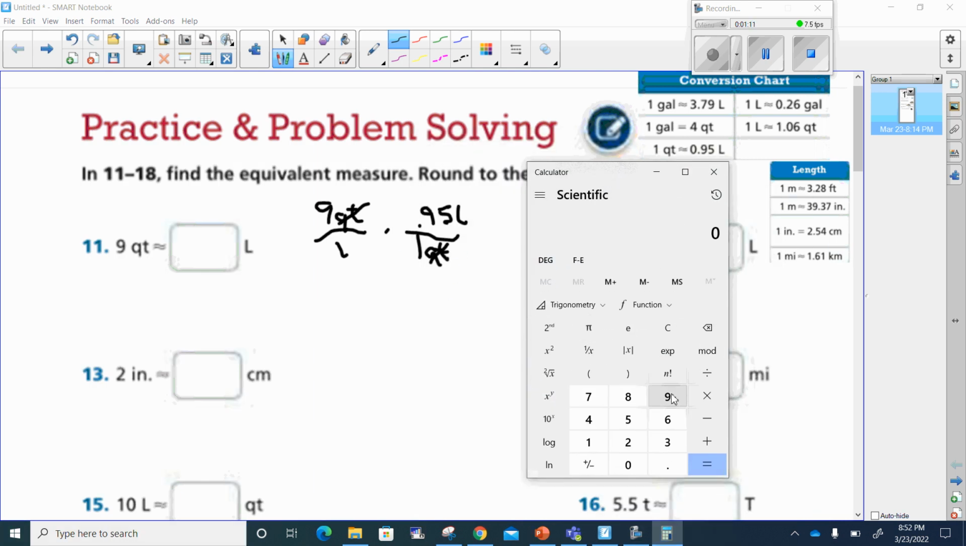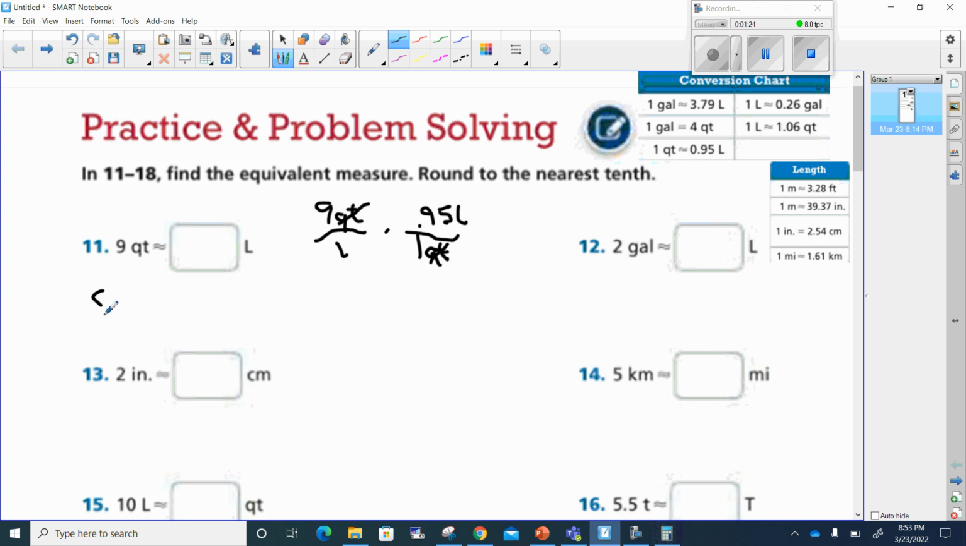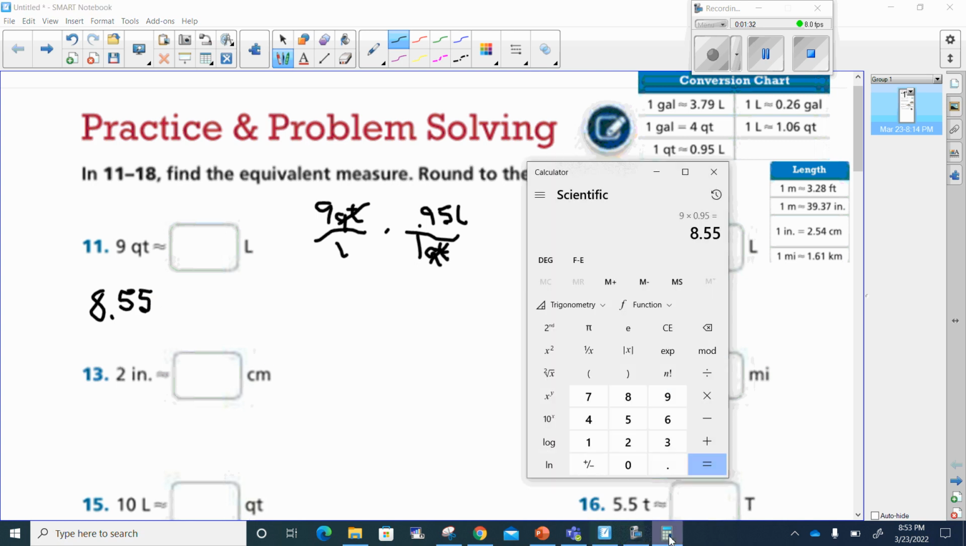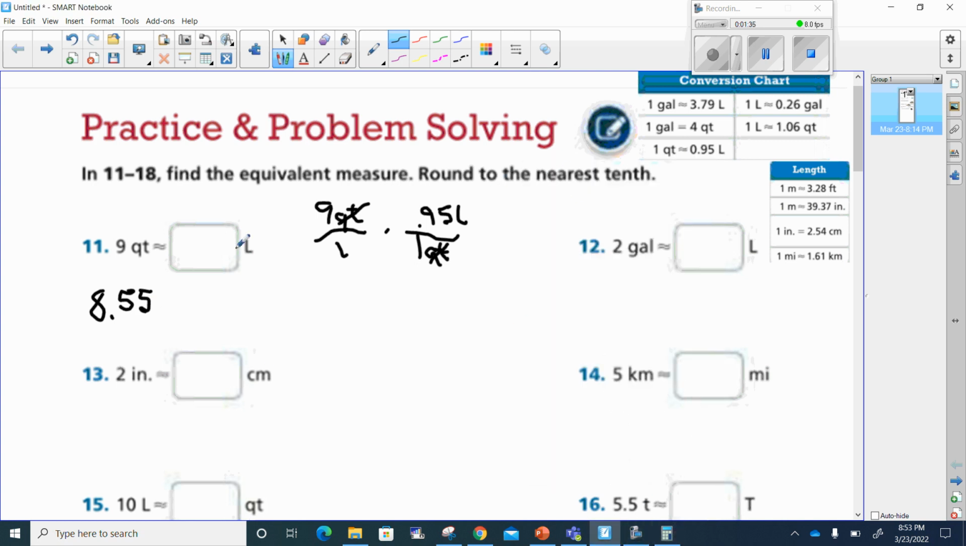This is 9 times 0.95. And that equals, let's see, 8.55. Double check that I put my decimal in the right place. I did. So it's rounding the nearest tenth. So 5 is bigger, or it's 5 or more. So rounding it to the nearest tenth would make this a sixth. This is going to be 8.6. All right, let's go to the next one.